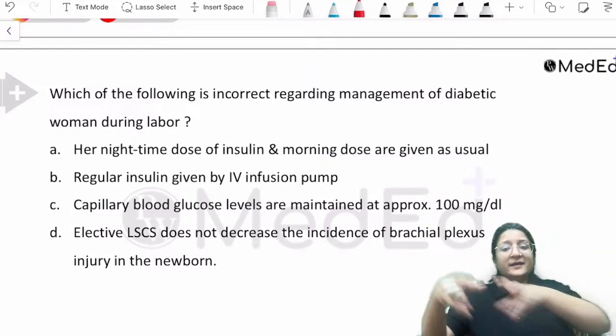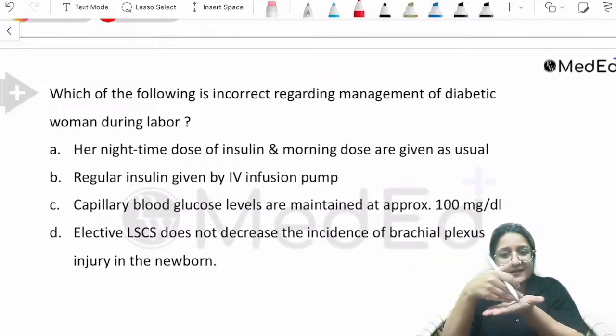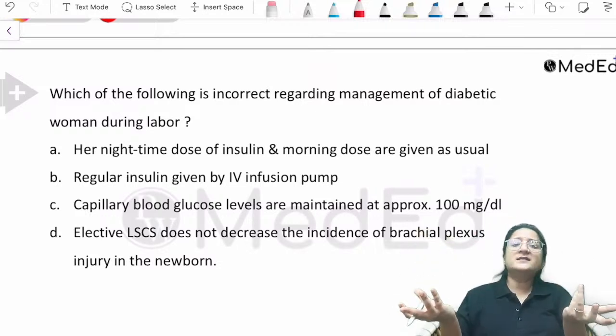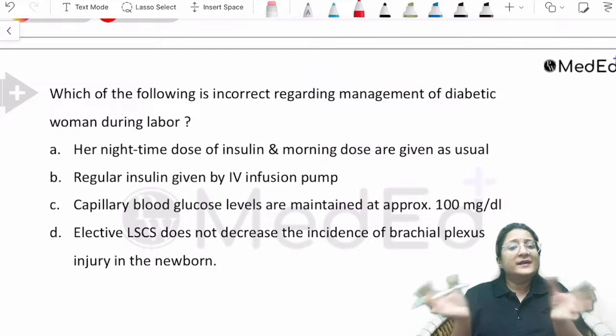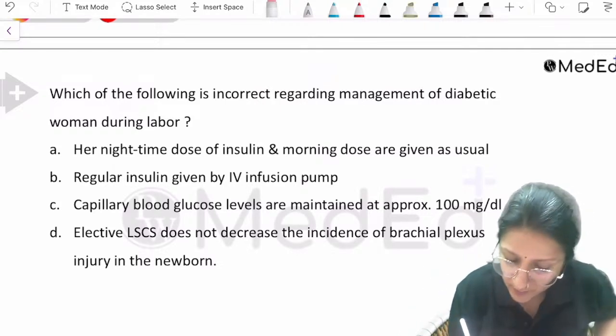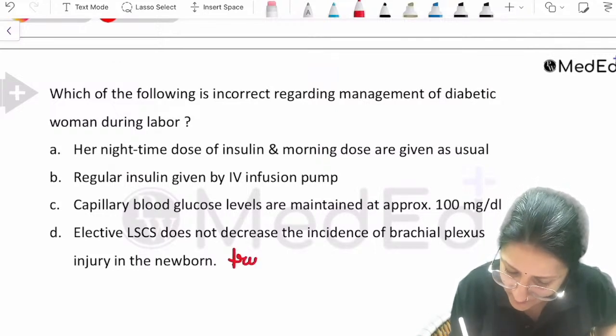Moreover, during the cesarean section also, when we are delivering the baby out through that cesarean incision on the uterus, at that point in time also, brachial plexus injury in the newborn can happen. So elective cesarean section does not decrease the incidence of brachial plexus injury. That is a true statement.